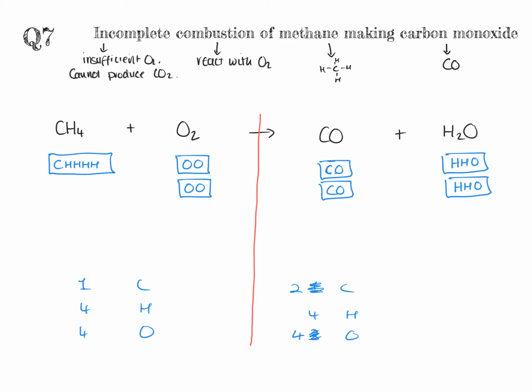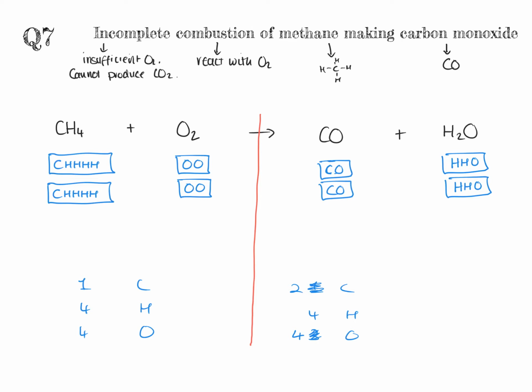We need more carbons on the left. So of all of the boxes on the left-hand side, which box would you draw again to give us more carbon atoms? It's going to be this one. So we'll take that box and we will draw that again. Now we've got 2 carbons on the left and we've got 2 carbons on the right.